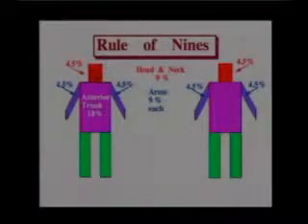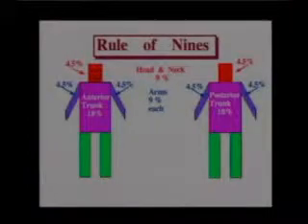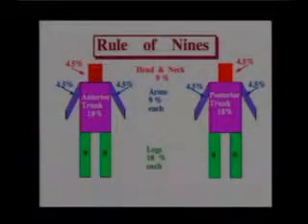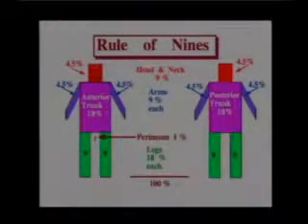The anterior trunk is 2 9s or 18%. And the posterior trunk is also 2 9s, or 18%. And each leg, being longer and fatter than the arms, is 2 9s, so 18%, 9% front, 9% back. And the last area is 1% in the perineum.